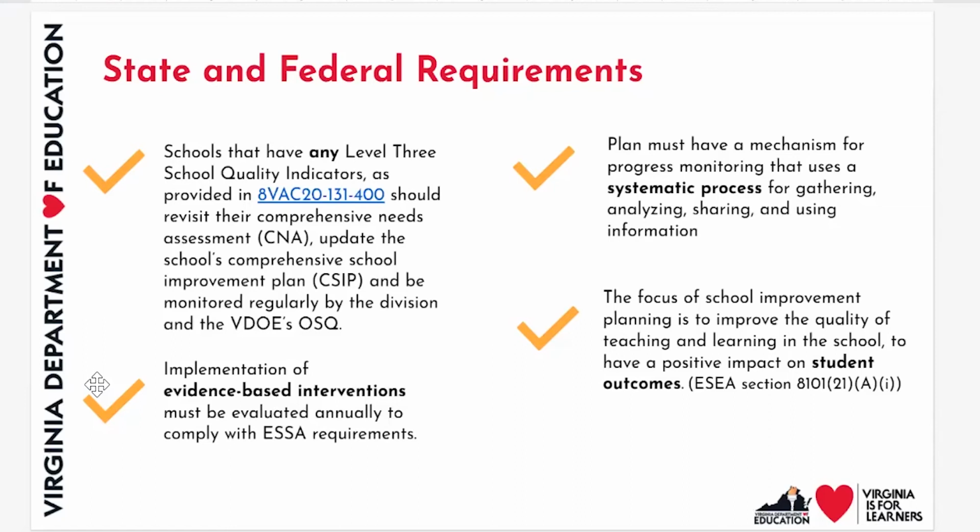And the focus of school improvement planning is to improve the quality of teaching and learning in the school to have a positive impact on student outcomes. Remember, it's all about student achievement. When you think about all the things you set forth, all the things you're doing in your school, student achievement, student outcome, that has to be at the center, that has to be the focus. And if it's not, you kind of have to do that reflect, revise, reassess. Maybe we've gotten off track. And when you boil it all down, teaching and learning are the crucial and critical elements of any school.